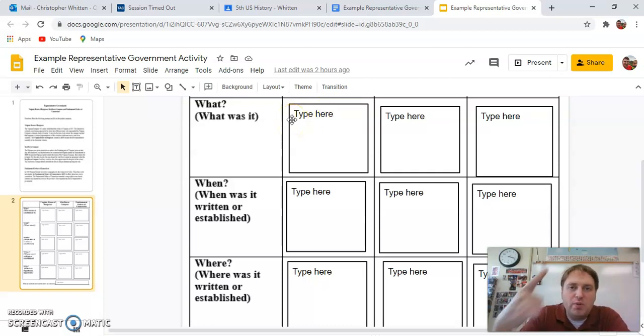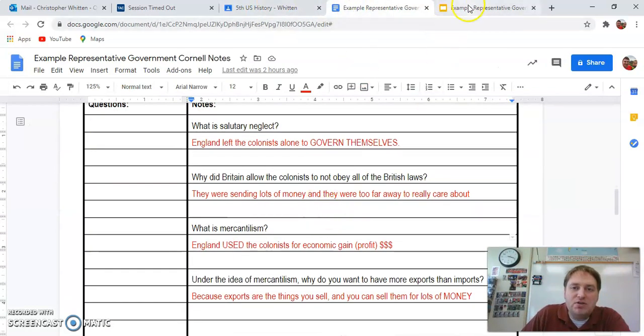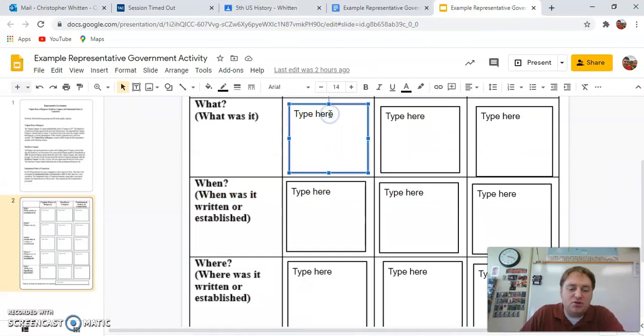So number one, do the warm up. Number two, make sure all the notes are finished. And number three, make sure that you can open up and maybe even try to type a little bit inside of the document that we just had here. And you should be good to go.